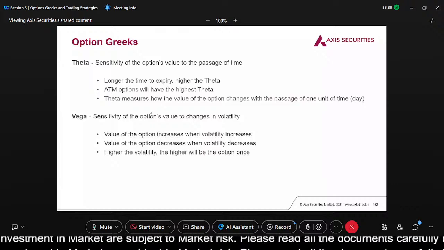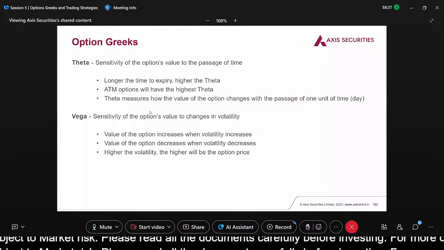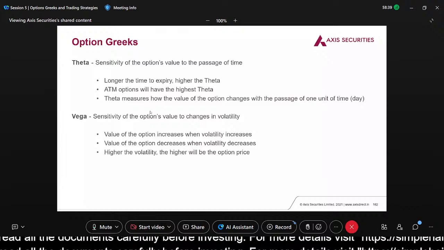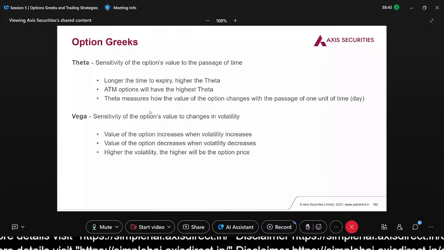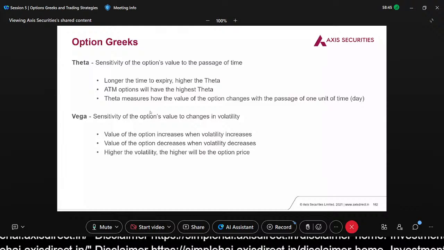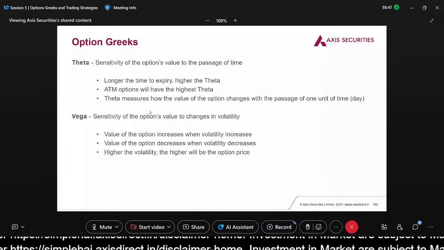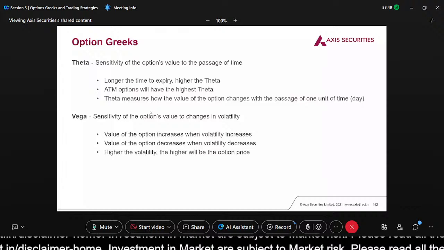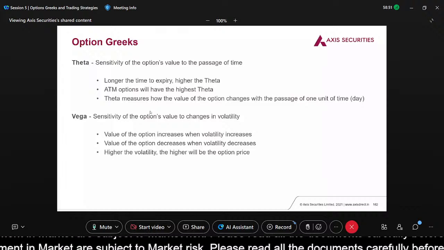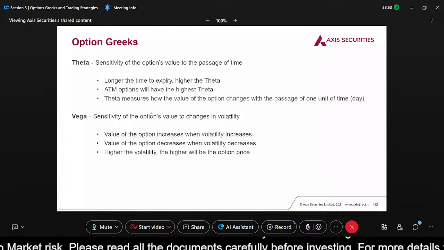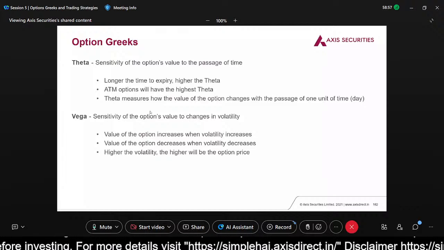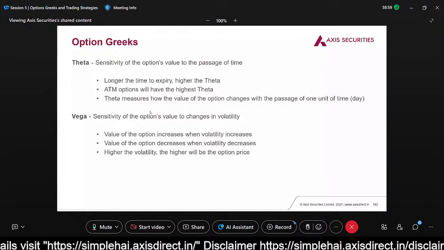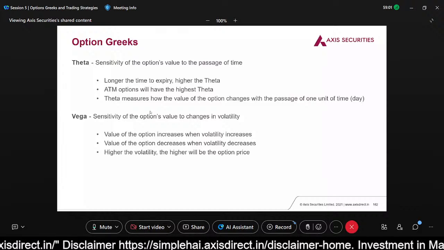So here we'll halt. We are almost 1 hour into the session, so we don't want to bombard you with too much information. What I would suggest is, we have done a recap now, so practically put it to use. Only then will you understand how a particular Greek will affect your trading, or how you need to change it to make sure that you make money in option trading.